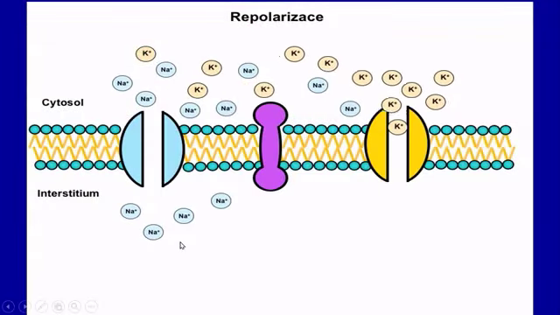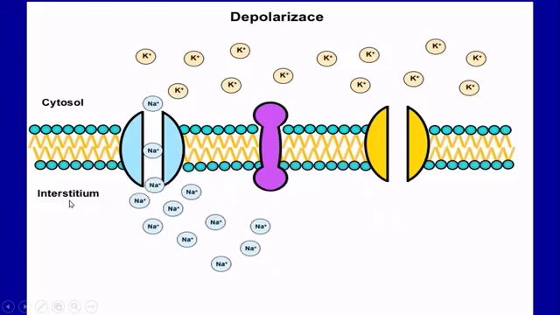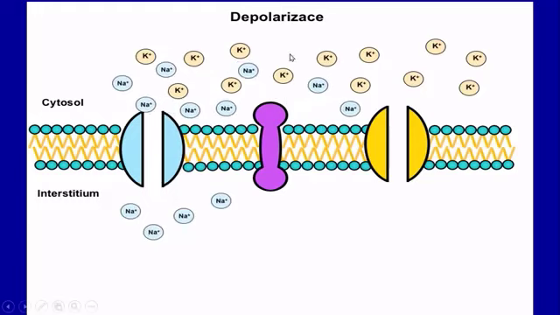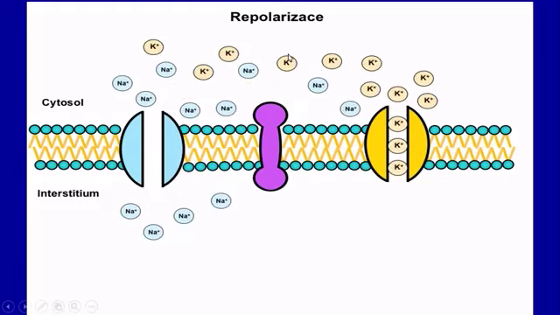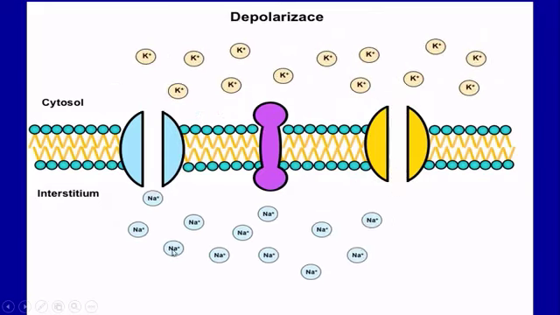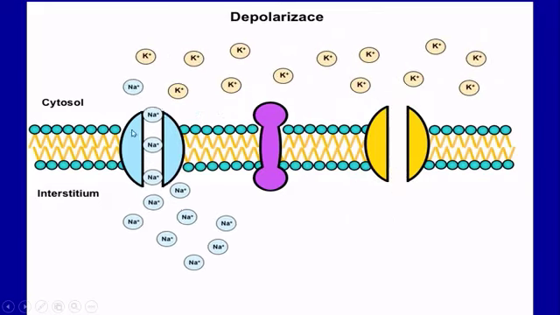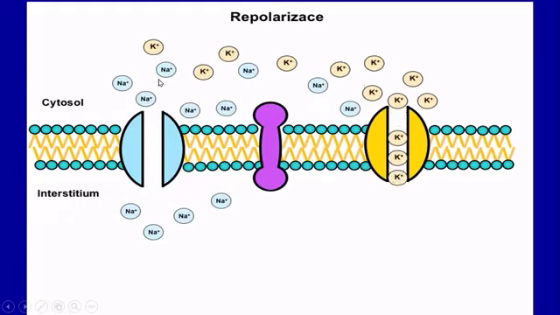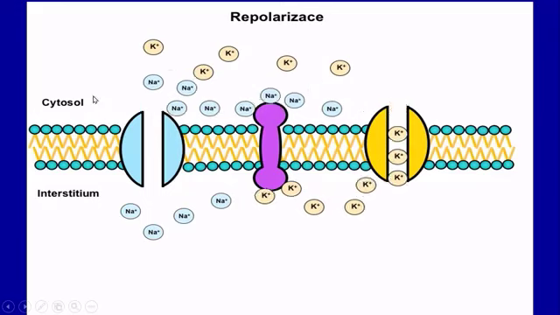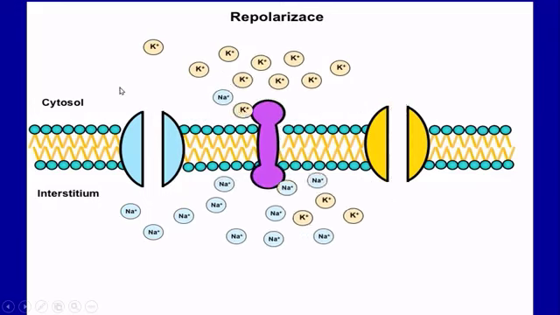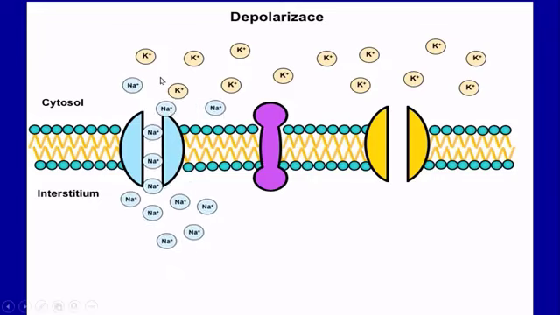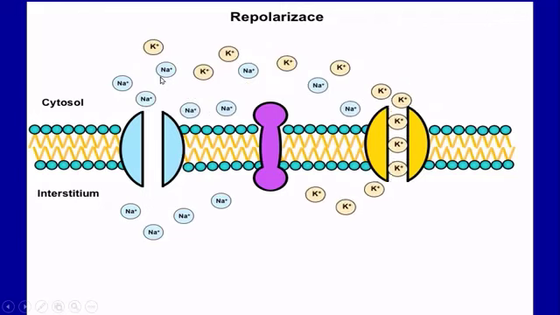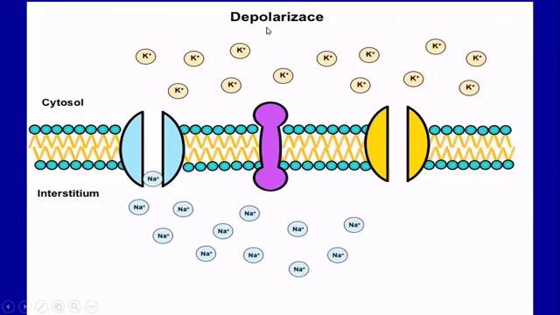When an action potential occurs, this is the extracellular fluid, and we know that it contains more sodium, and this is the intracellular fluid or cytosol, which contains more potassium. When an action potential is produced, sodium rushes into the inside of the cell, and it reduces the negativity of the cytosol or the intracellular fluid, or increases the positivity of the intracellular fluid. Due to this increased positivity, it's called depolarization.